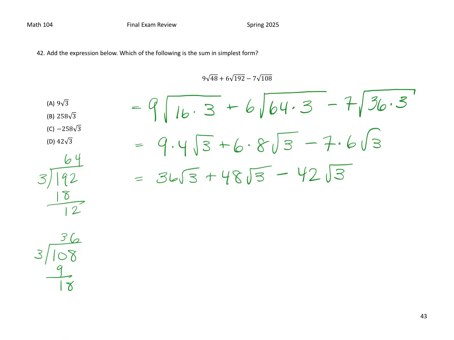Okay, so 48 minus 42 is positive 6. So my next line is going to be 36 root 3 plus 6 root 3, and that is 42 root 3, which is option D.